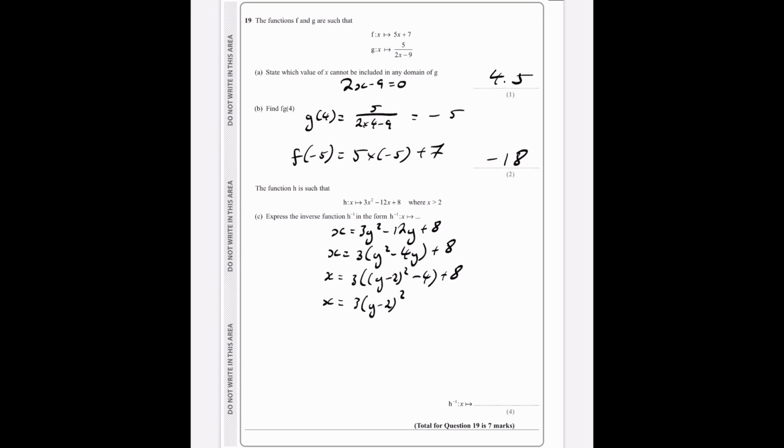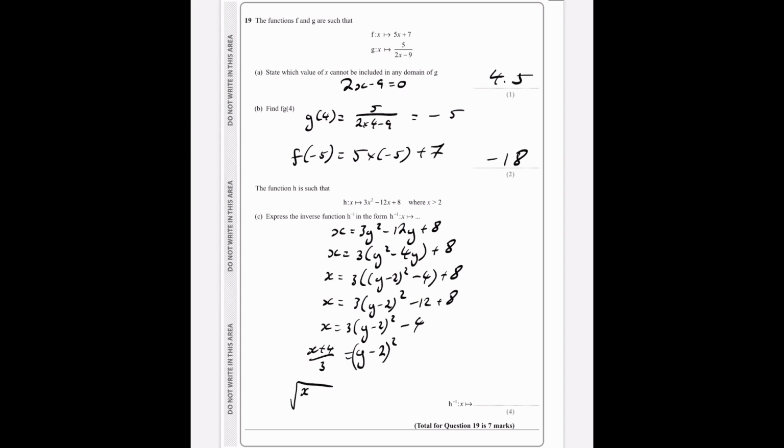And then I'm going to expand things out. So 3 lots of y minus 2 squared is 3 times y minus 2 squared. 3 times minus 4 is minus 12, and then plus the 8 at the end. Minus 12 plus 8 simplifies to minus 4. Then add 4 and divide by 3. I did that in one go. If you did that separately, that's fine.